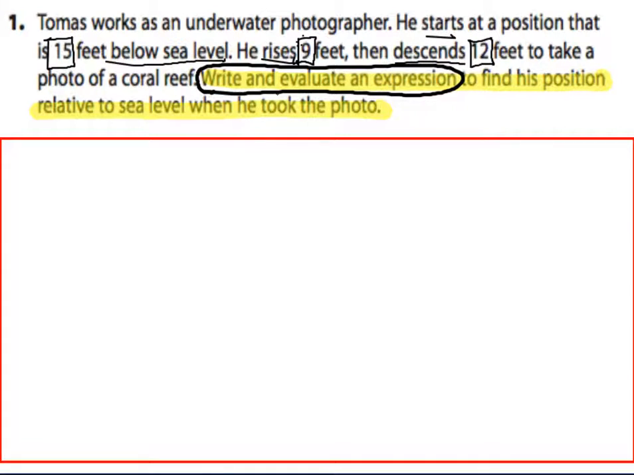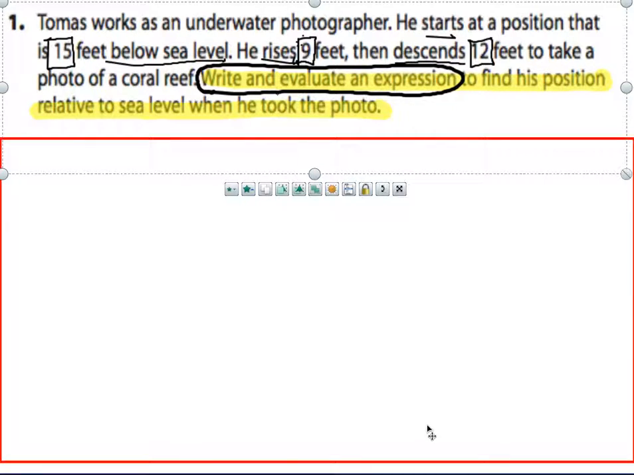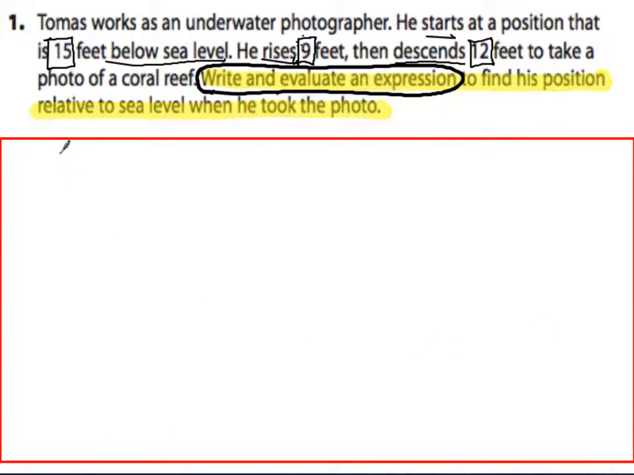All right, so here you should have boxed 15 and that he started, so it should be underlined with start. And then below sea level tells you that 15 has to be negative. He rises 9 feet, so rises is important. Descends means that he went down, okay? So that tells us that it's a minus or a negative 12 feet. And then the question is to write and evaluate an expression to find his position relative to sea level. Now the important part here is also that it's relative to sea level. So you're not just giving me a positive or a negative, you're telling me, is it above sea level or is it below sea level based on the answer?